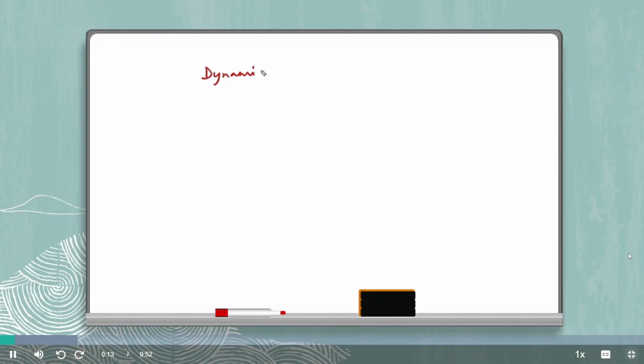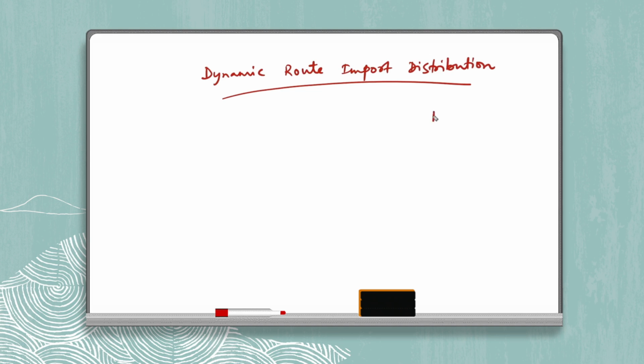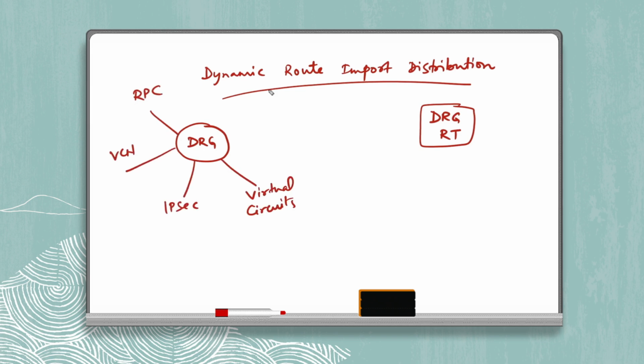In this lesson, I am specifically going to talk about dynamic route import and export distribution. First, I will talk about import distribution. On one side, there is the dynamic routing gateway route table. On the other side, let's say there is this DRG and there are these different types of attachments. This dynamic route import distribution specifies how the route advertisements that are coming in through these attachments are inserted into the dynamic routing gateway route table.